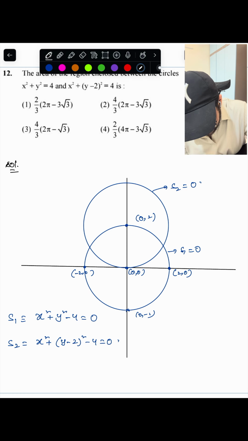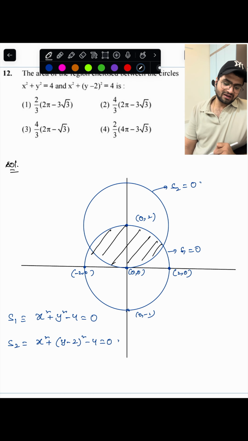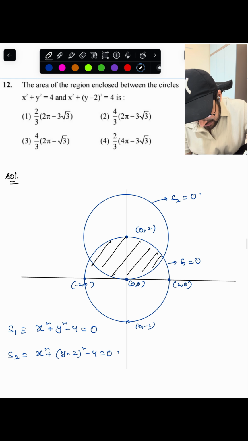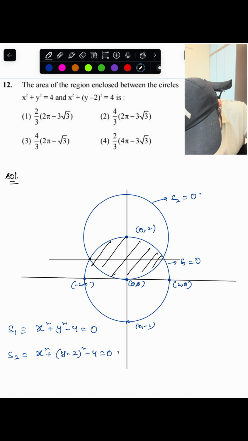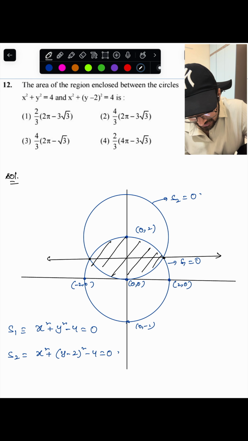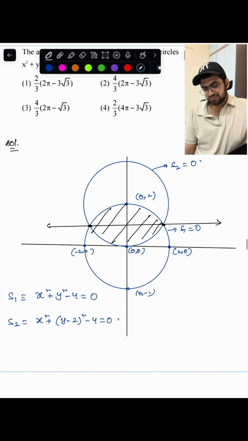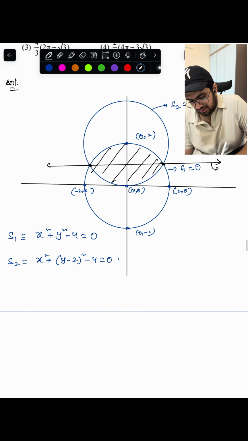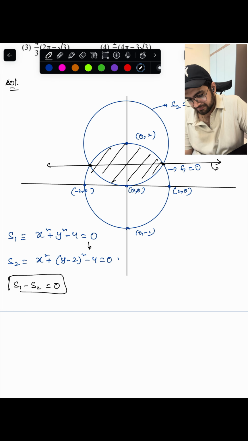We can see clearly this is the region bounded by these two circles. We already identified the area, now we need to find the area. Here I can draw a common chord. So this is the common chord of both the circles. Now let me find the equation of this common chord. The equation of common chord is S1 minus S2 equals to 0. You just need to subtract these two.